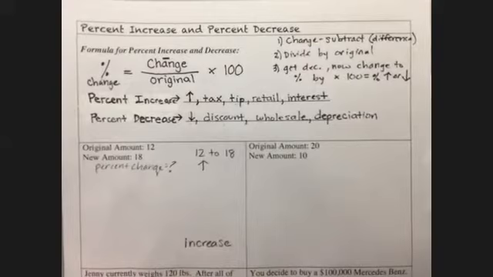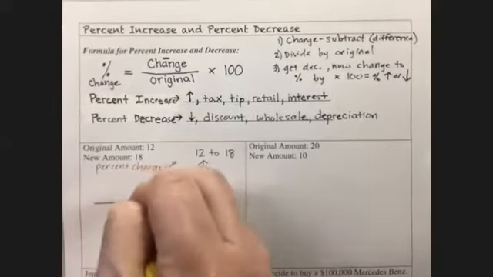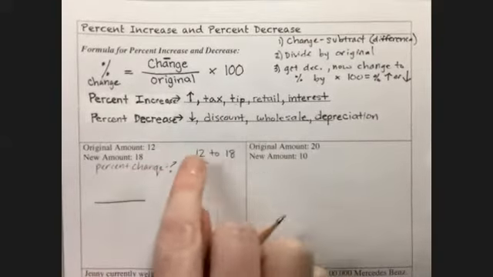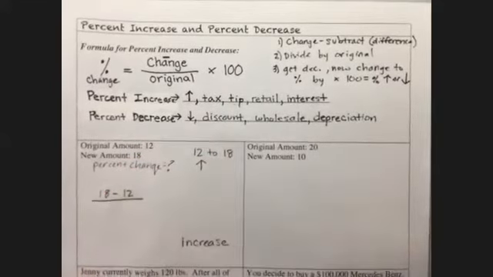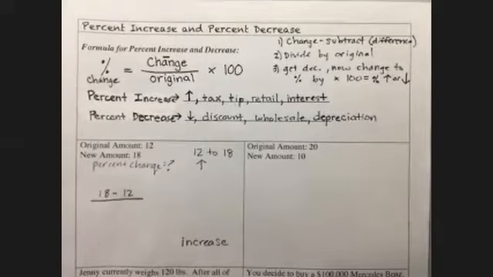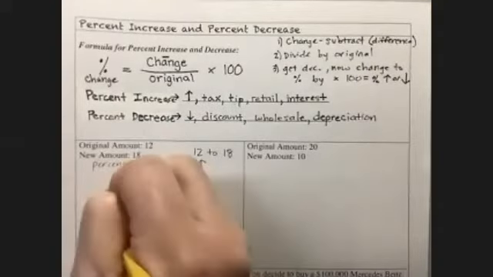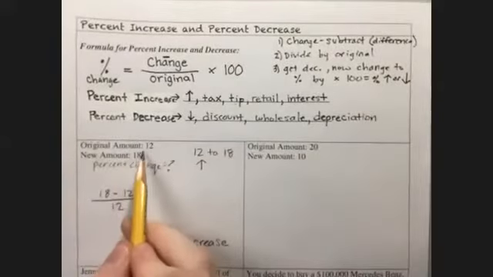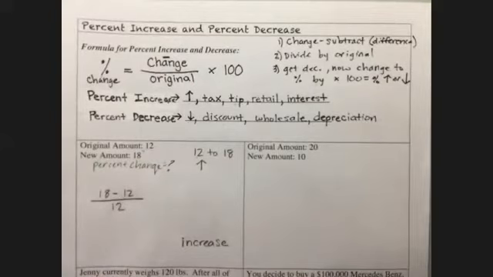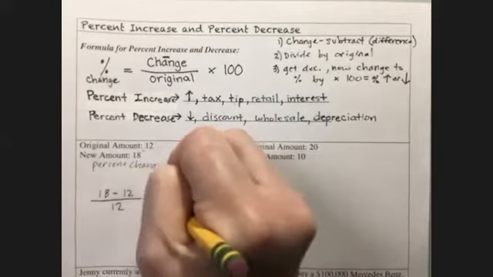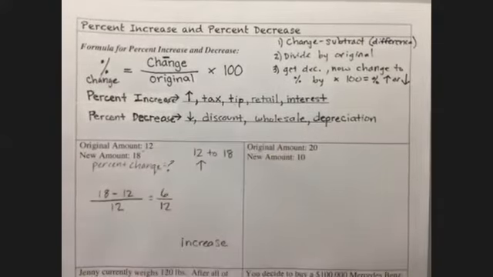Now I need to use the formula. The formula says the first thing I need to do is to subtract the two numbers. So 18 minus 12. Then I need to say, okay, what one was my original? That's the number that goes on the bottom. So the number on the bottom is 12 because the starting amount, the original amount is 12. When you do this, what you get is 18 minus 12. You end up getting 6 over 12.